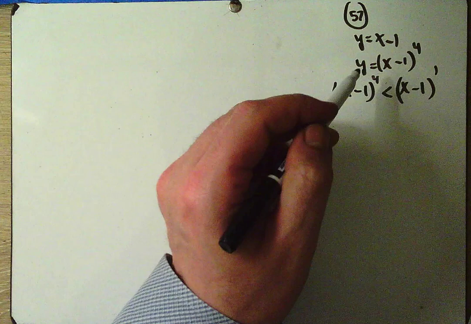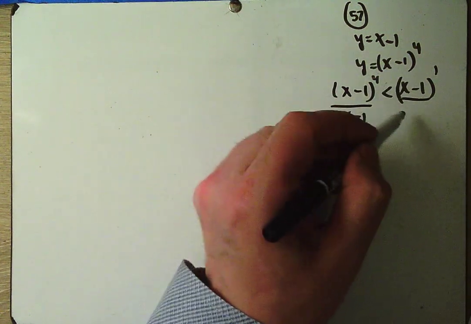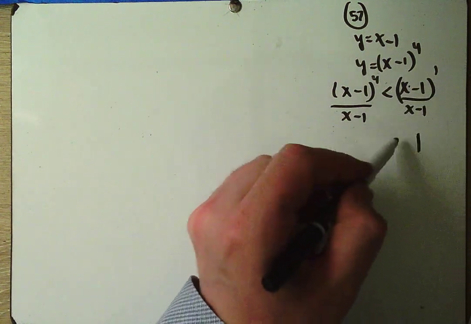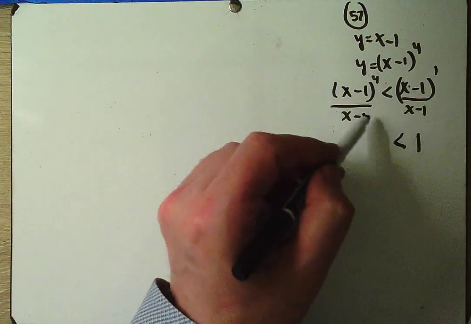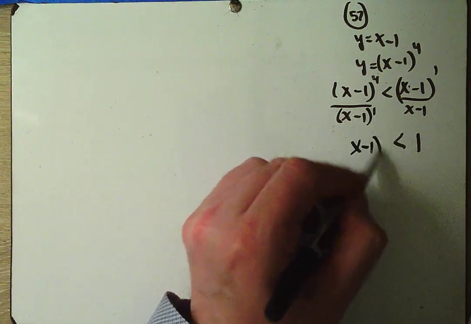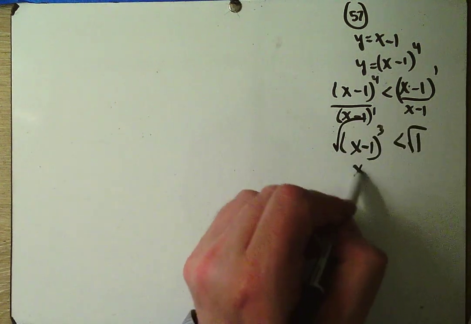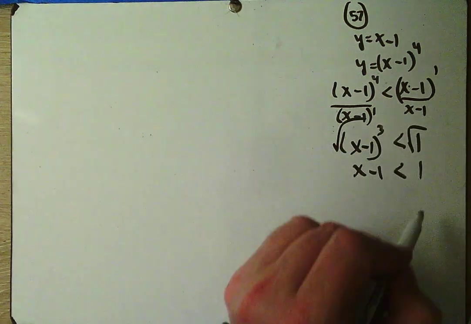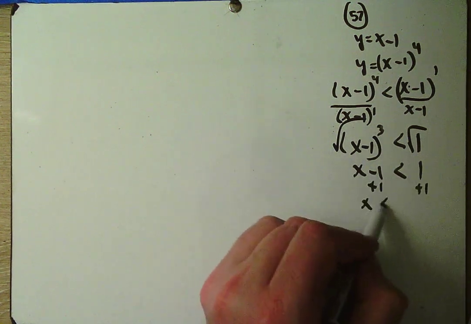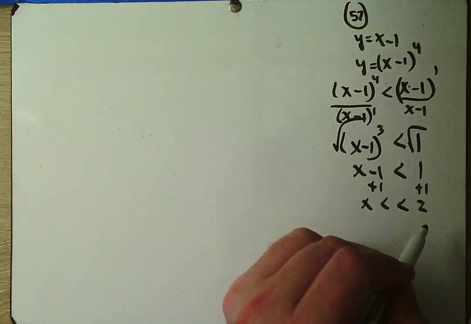Well, I like dividing both sides by x minus 1. X minus 1 divided by x minus 1 is 1. (X minus 1) to the 4th divided by (x minus 1) to the 1st is (x minus 1) to the 3rd. If I take the cube root of both sides, I get x minus 1 is less than 1. And if I add 1 to both sides, I get x is less than 2.